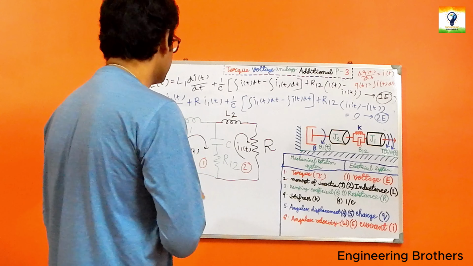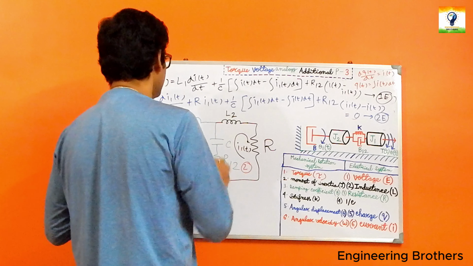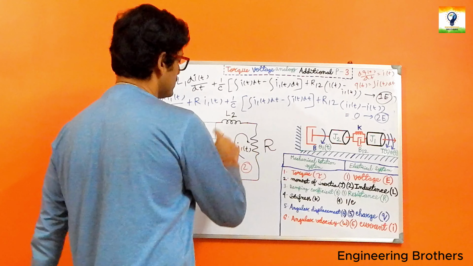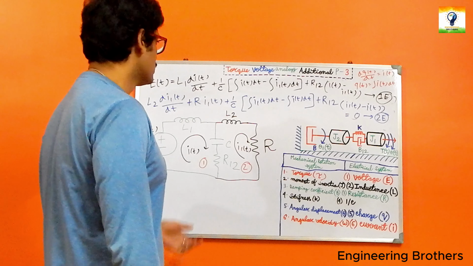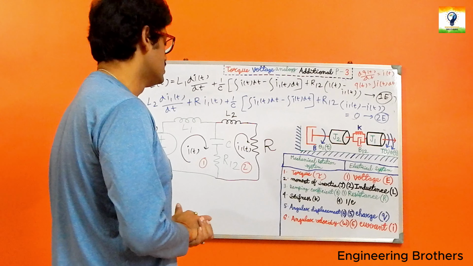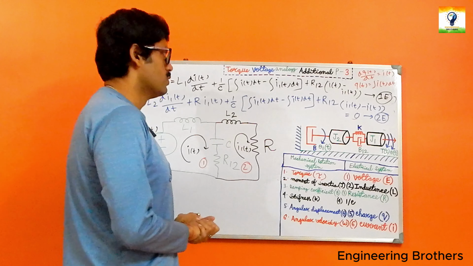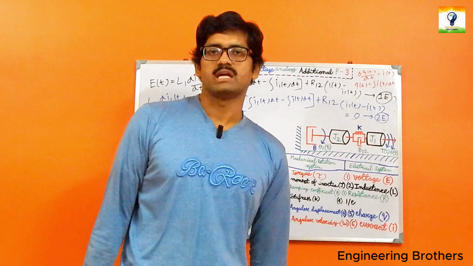Now if you do the same for our loop 2 as well, if you apply the KVL at our loop 2, we have got this, our second electrical equation over there. So this is our final torque voltage analogy diagram over here. I hope you have totally understood up to this one.